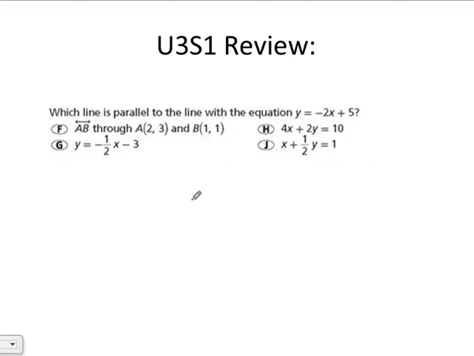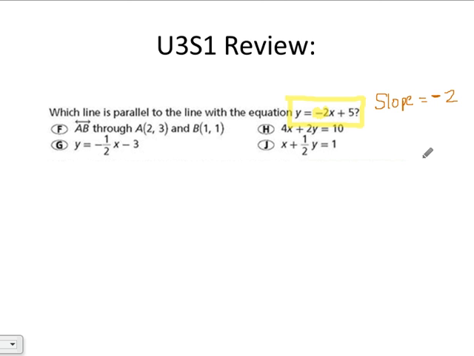The question says, which line is parallel to the line with the equation y equals negative 2x plus 5? So the first thing we want to do is identify the slope of the equation that was given. In this equation, what would be the slope of that line? Well, remember, it's always going to be the term that's being multiplied by the x. So it's going to be negative 2x. So here, our slope equals negative 2. We don't say x. X is not part of the slope. It's just the number being multiplied by x. So the slope is negative 2.